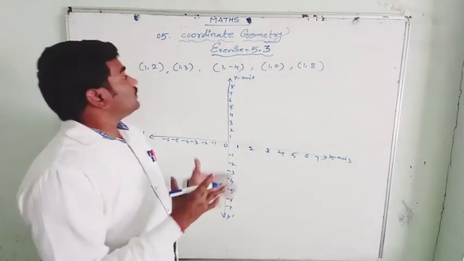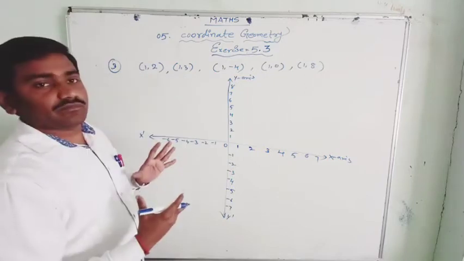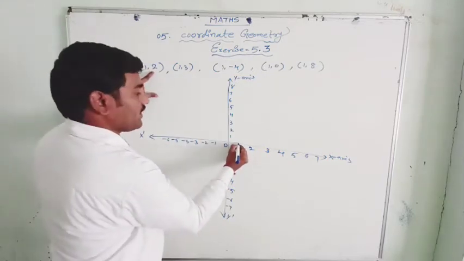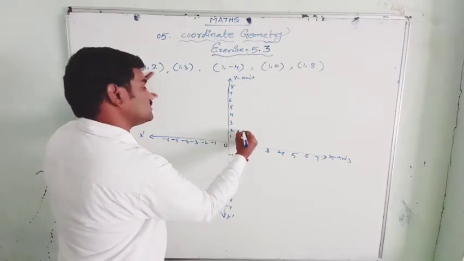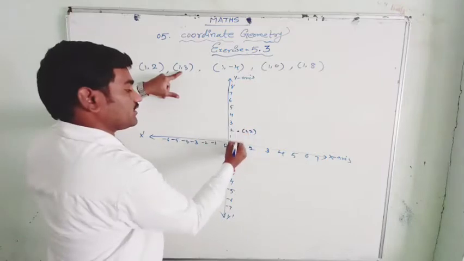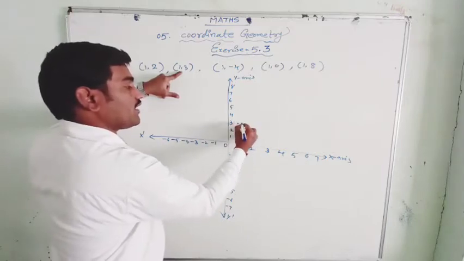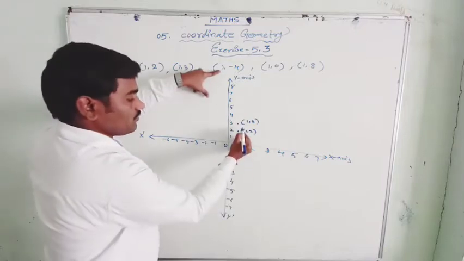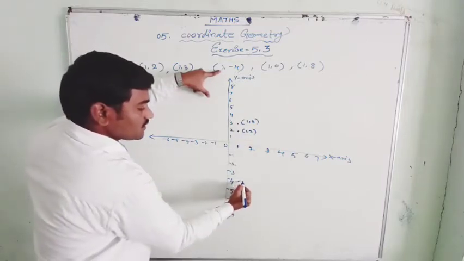Hence what we have to do? We have to locate these points and we'll see. See 1 comma 2. Here 1 and y-axis value is 2. Here the point is 1 comma 2. And next 1 comma 3, the point here. X-axis value 1 and y-axis value is 3. 1 comma 3. Next 1 comma minus 4.